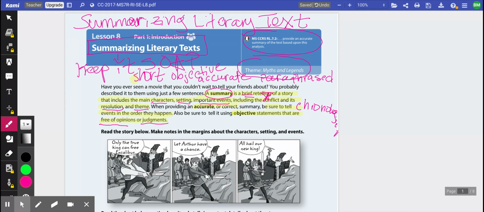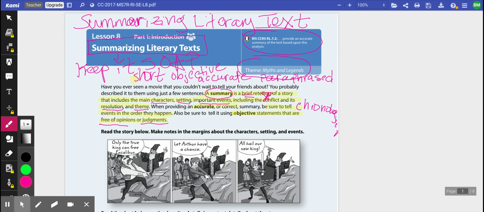We're going to look at our comic strip of the story below, and see who the characters are, and also the setting and the events. In our very first box for our comic, we've got "Only the true king can free Excalibur." Then you have the big dude trying to pull the sword out, and he can't do it. In the second one, Merlin says, "Let Arthur have a chance." So Arthur, our young man, tries to pull the sword out, and in our third one, he's pulled the sword, and Merlin says, "All hail our new king."